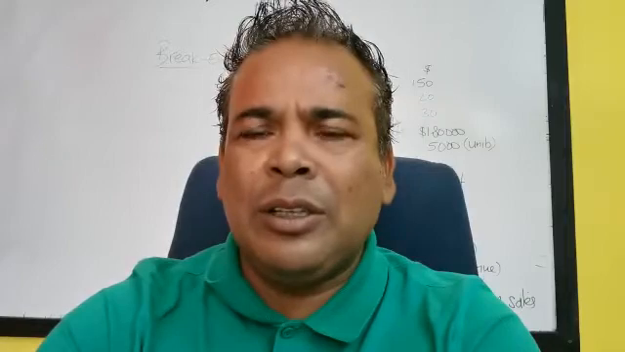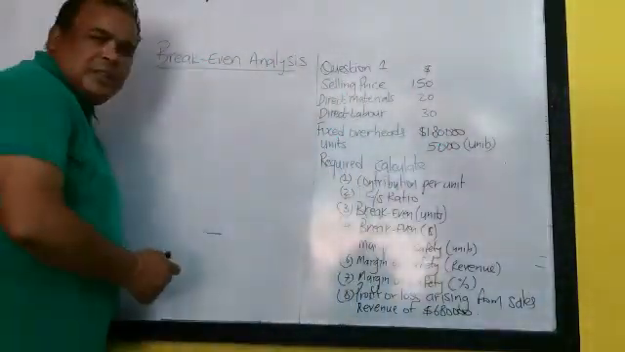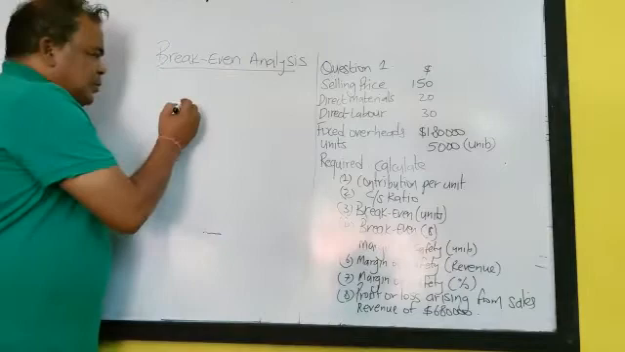Now, let us see what we mean when we say CS ratio. CS ratio means contribution as a percentage of sales. CS ratio is a very important element in cost accounting because it enables a business to calculate variable cost of sales. If the CS ratio is 20%, what does it mean? Let us see the interpretation of CS ratio.